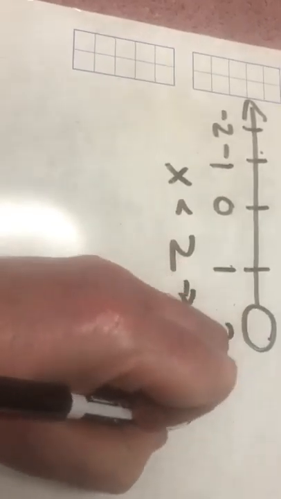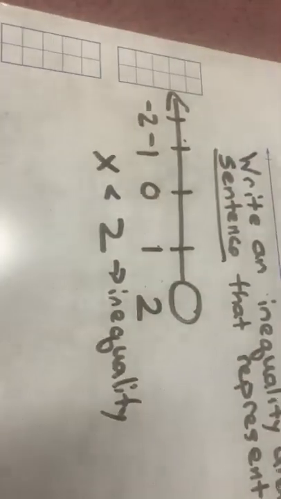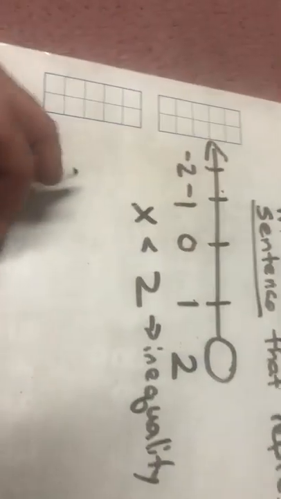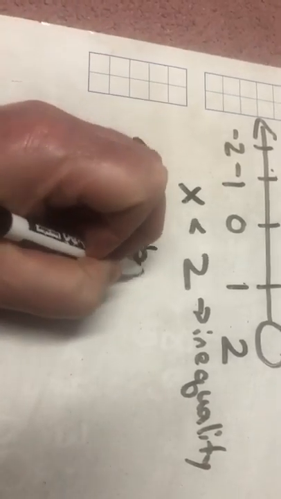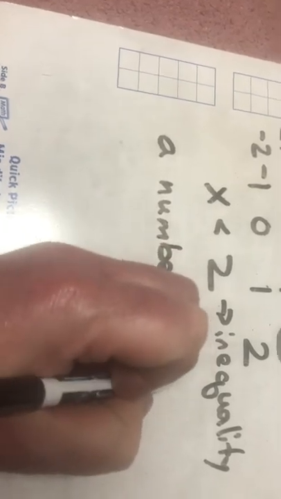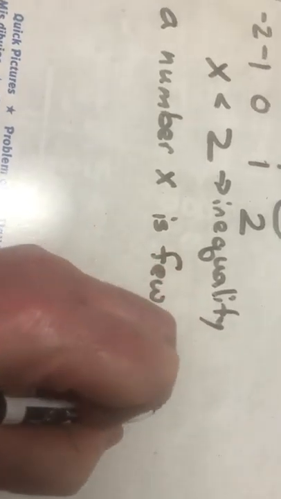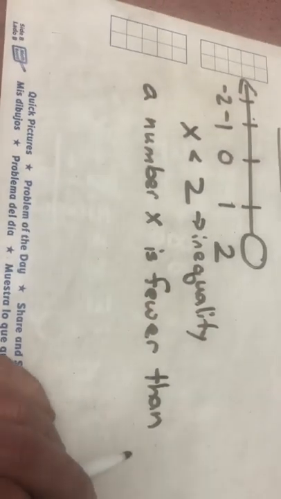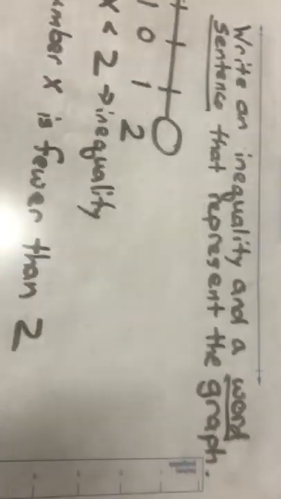But it tells you you also need to write a word sentence. Well, so for a word sentence, I would say a number x is less than, or let's say is fewer than, we can use some different words, some synonyms, is fewer than 2. All right, let's look at another graph.